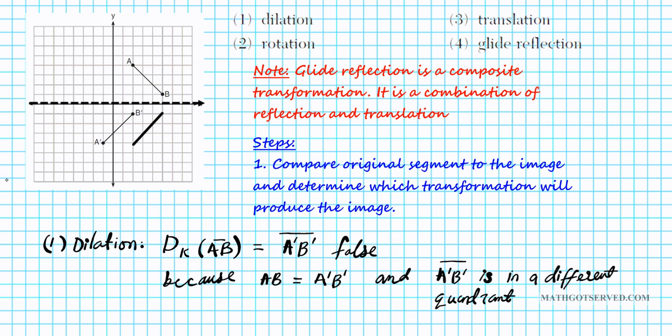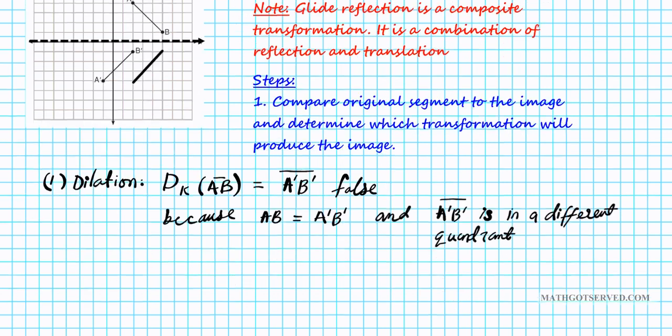Now how about option 2, which is rotation? Option 2, rotation. Can we say that if we rotate segment AB by an angular measure, let's say theta, that is going to yield segment A prime B prime? Can we say that? This statement is false.